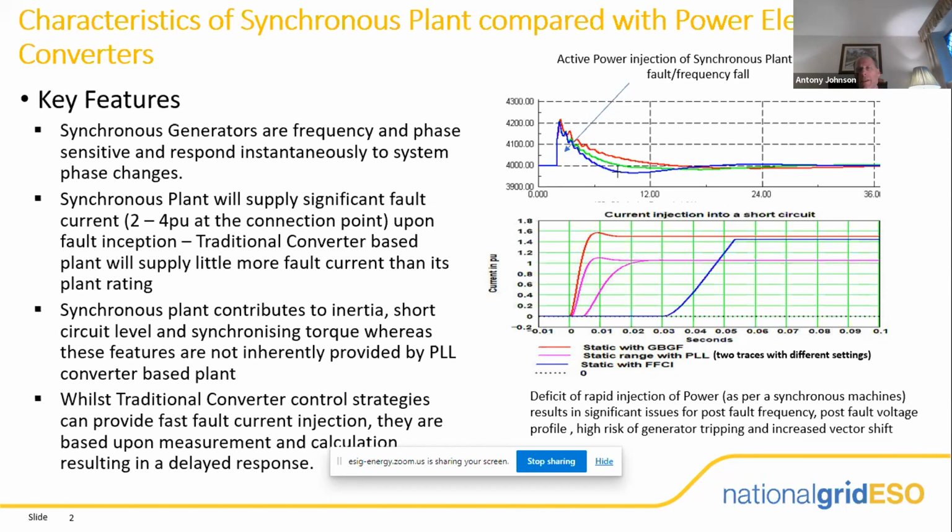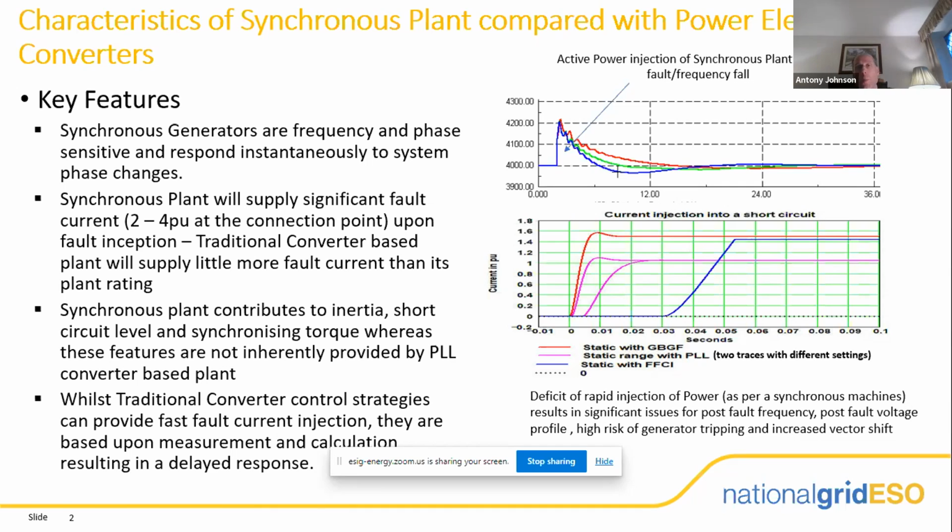The technical operational characteristics of a transmission system are largely dictated by the generation and demand connected to it. So as you start to see this change of plant from synchronous to asynchronous, you start to see a significant shift in the performance of the power system, not least under fault conditions.